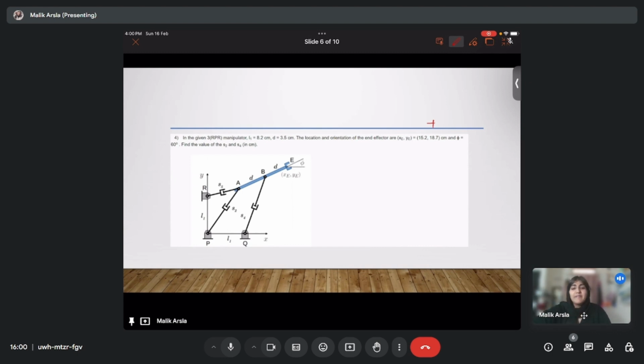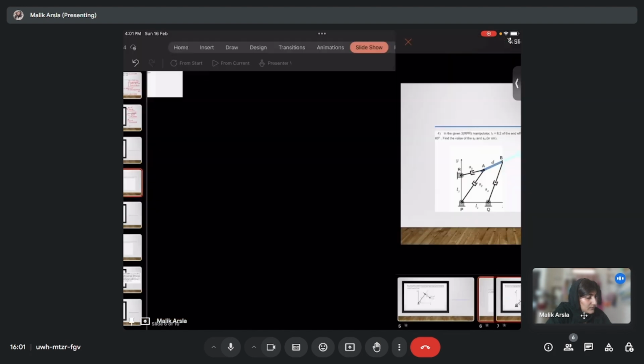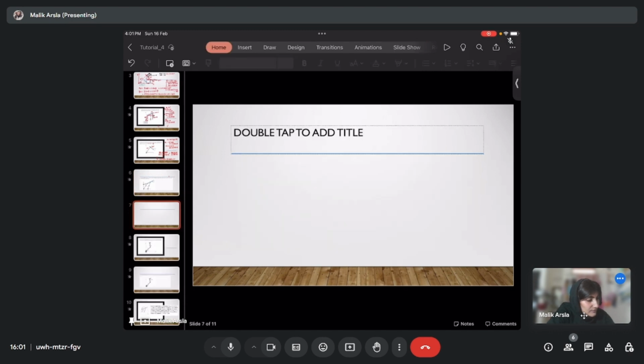See, there can be various approaches to doing it. You can use the formulas that have been given to you. I have done it simply by looking at the geometry of the manipulator, because this is a planar manipulator. So you can simply solve it that way also. Let me just add another slide. Okay, now this is better.